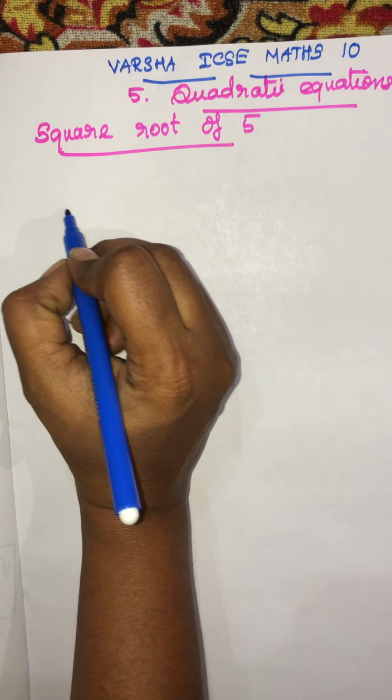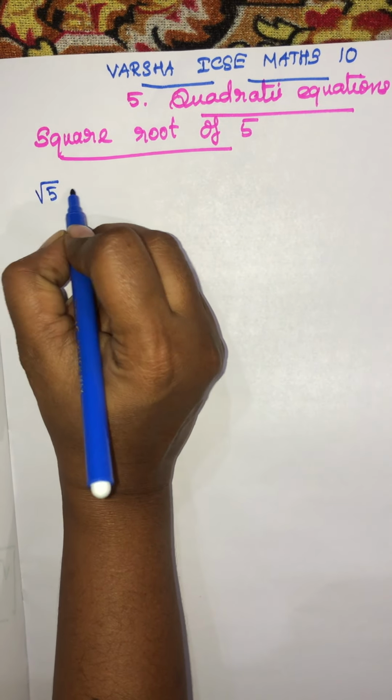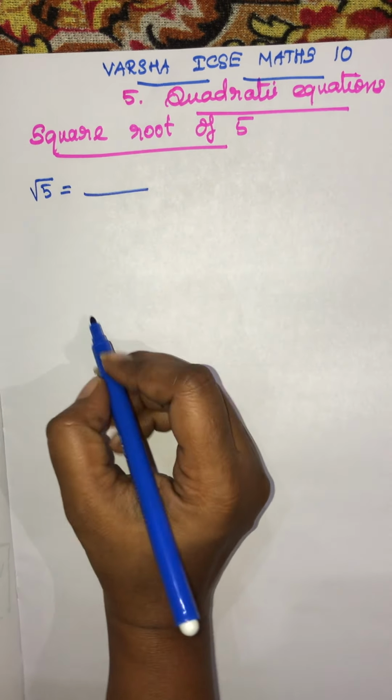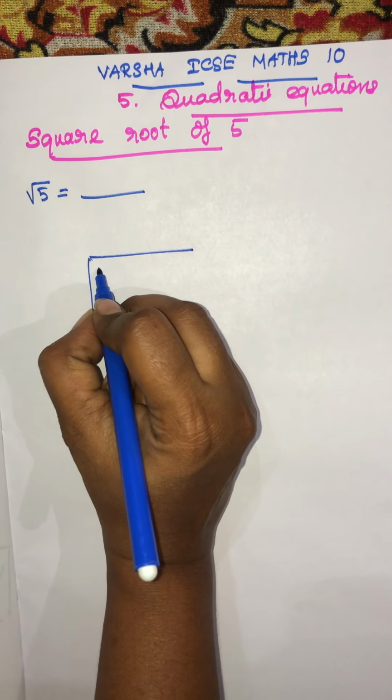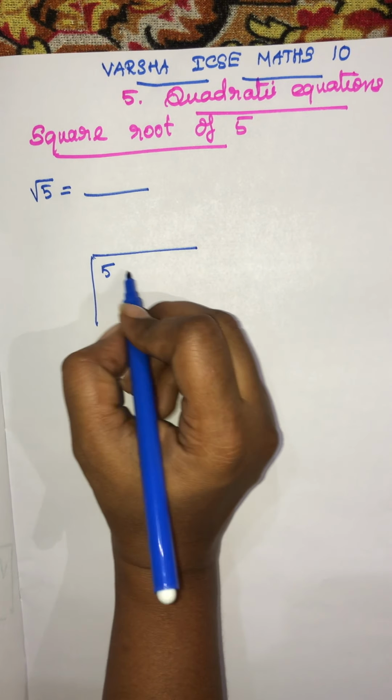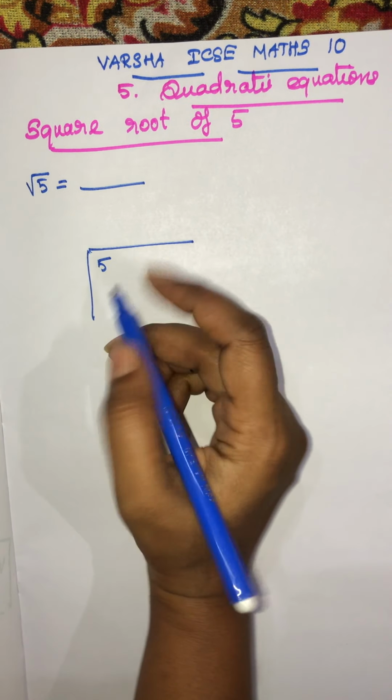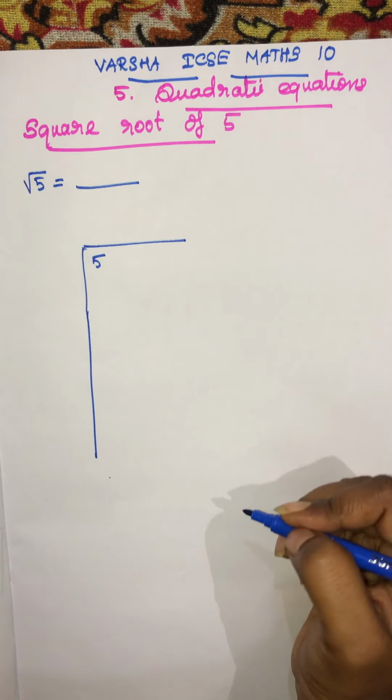So this is 5, so I am going to take root 5. So what is root 5? This is a single number, so give a long line.